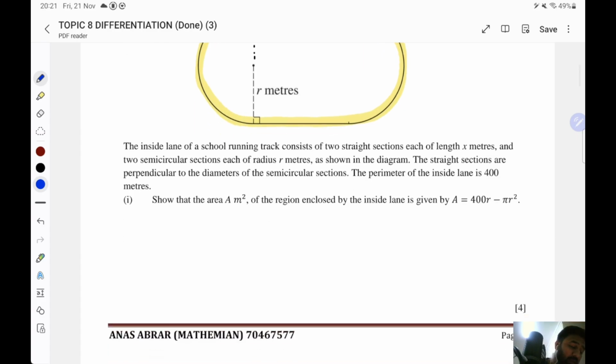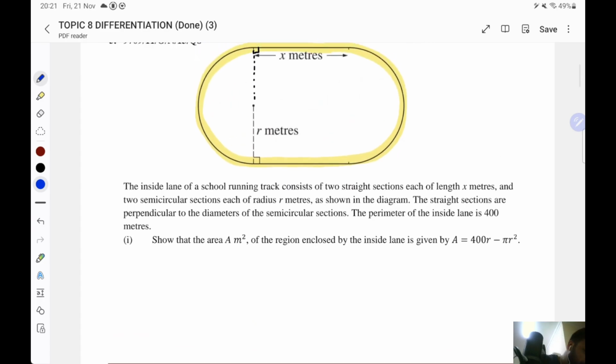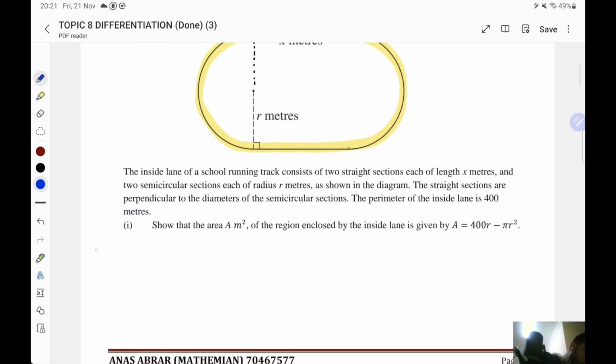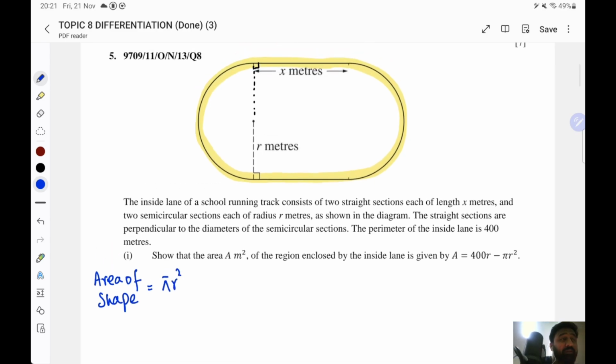Okay, so to find out the area, let me just write it down. The area of the shape, I'm sure you must agree with me that area of the shape is one complete circle, which is pi r square, semicircle on the left and semicircle on the right, which makes a complete circle, and a rectangle in the center, which is length times width.